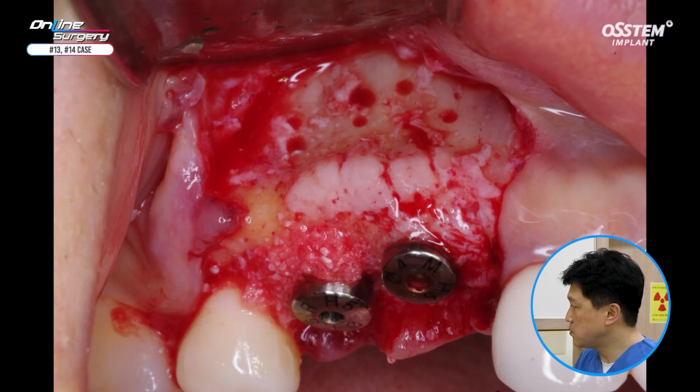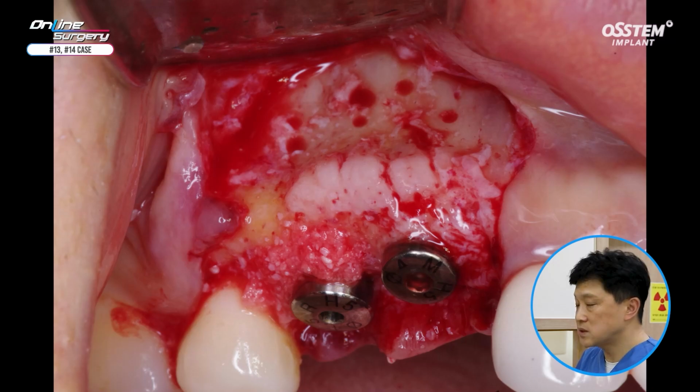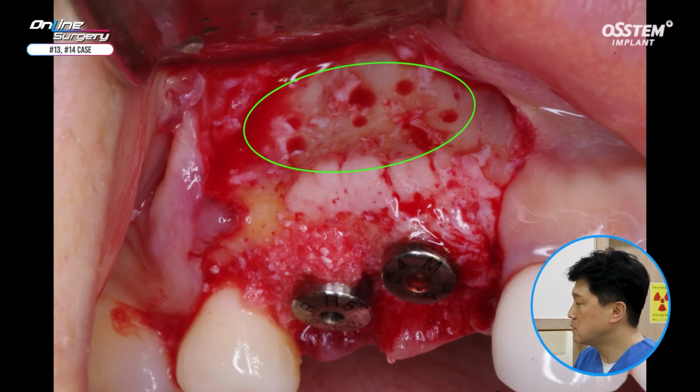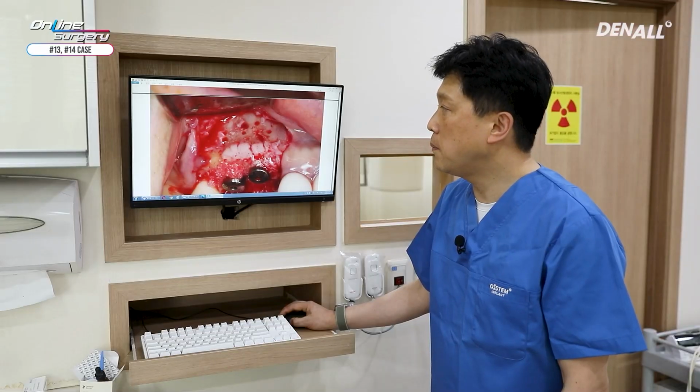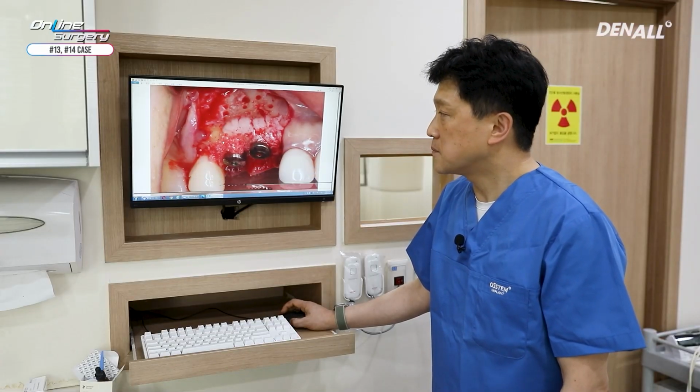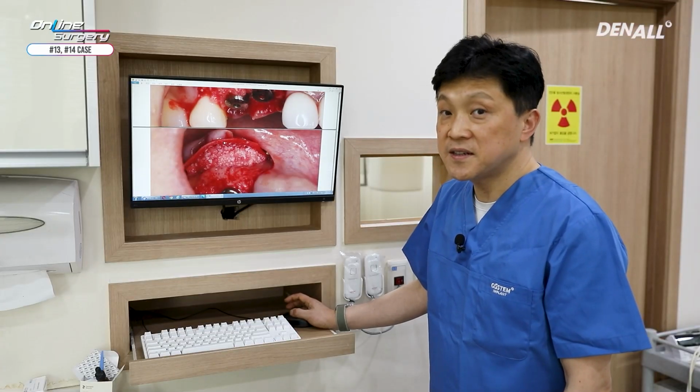The healing abutments were connected. The implanted top position is here. So there is a sufficient amount of buccal bone for implant stability. For further stability, I believe it is better if we form bone here. Cortical bone perforation was performed.